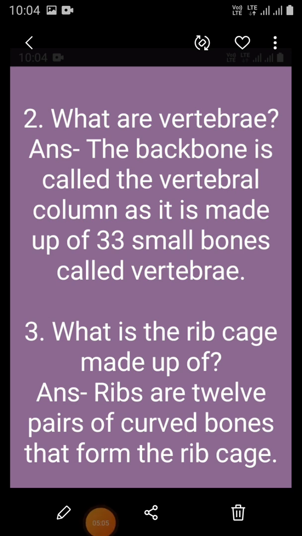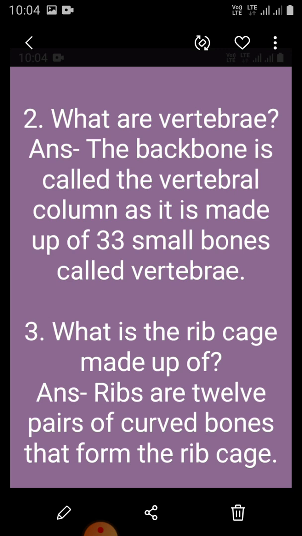Second question, what are vertebra? Answer: the backbone is called the vertebral column as it is made up of 33 small bones called vertebra.